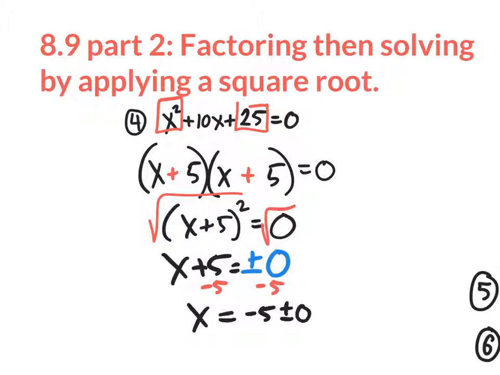But the plus or minus 0 is not going to create 2 different situations. Negative 5 plus 0 is negative 5. Negative 5 minus 0 is still negative 5. So your answer is x equals negative 5 for that one. Okay. If you wanted to just think about it differently, you could have taken this one and split them and said x plus 5 equals 0 and x plus 5 equals 0, and you get both the same answer, x equals negative 5.